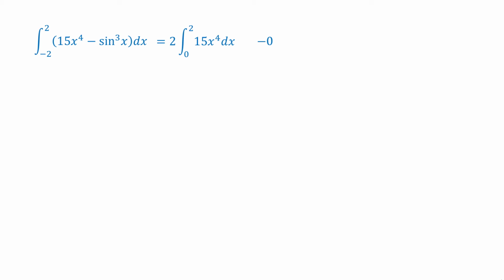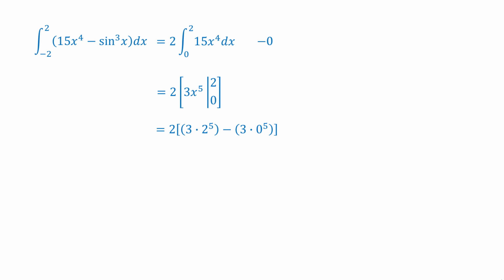Thus, we only need to find the antiderivative of the 15x to the fourth. The 2 stays put. You raise the power by 1, so it becomes x to the fifth. 1 over 5, 15 divided by 5 is 3. So now you have 2 times 3x to the fifth evaluated from 0 to 2. Let's evaluate.